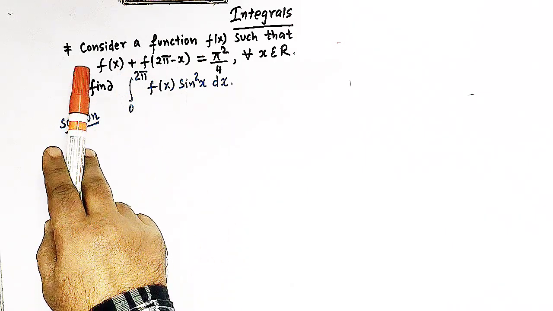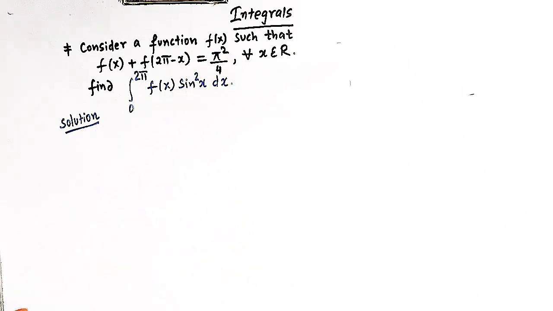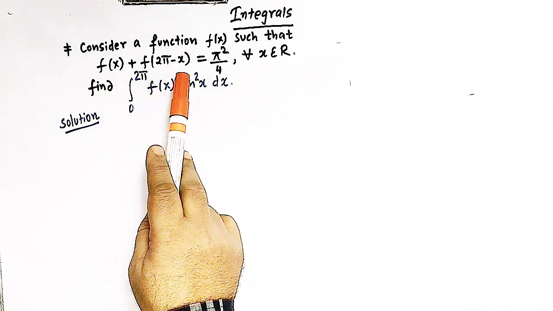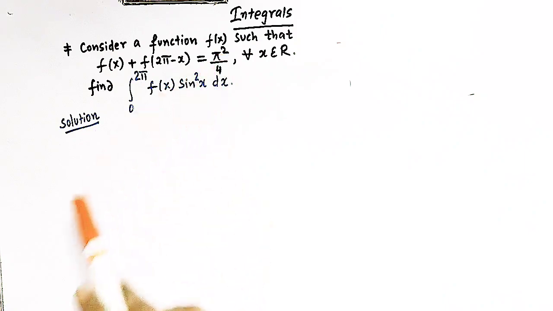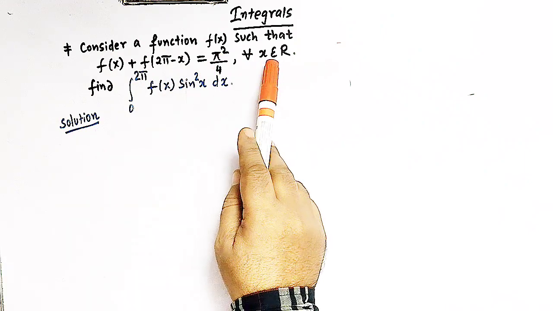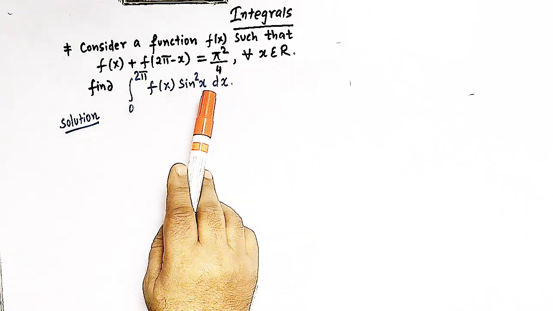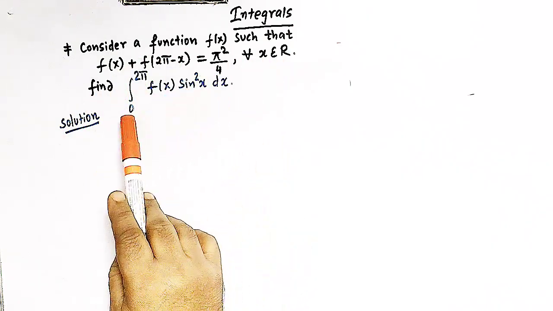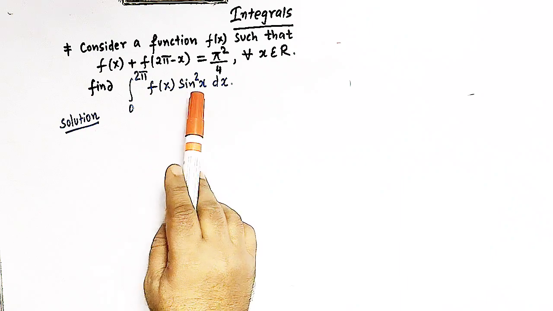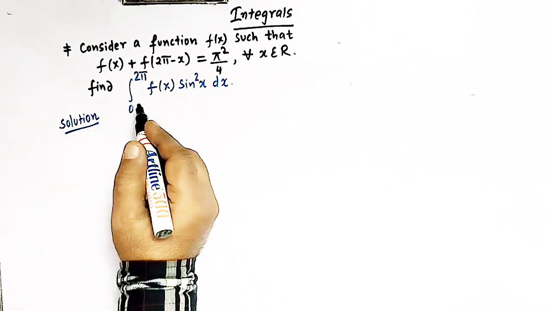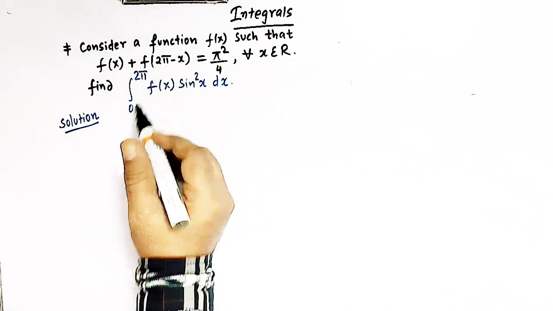Consider a function f of x such that f of x plus f of 2 pi minus x is equal to pi square over 4 for all values of x belonging to the set of real numbers. Then we have to find out the value of the integral from 0 to 2 pi of f of x sine square x dx. So let us first take this integral as I.